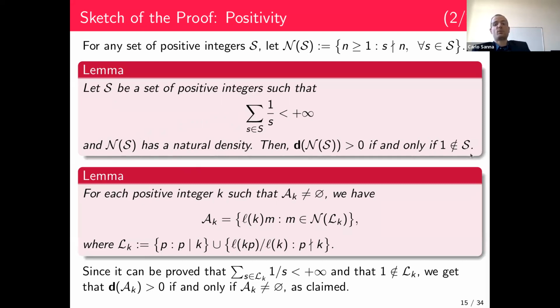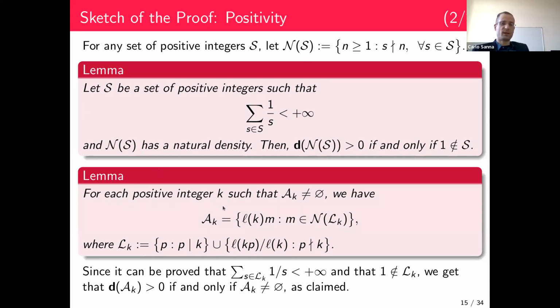Of course, if one belongs to S, then N_S is empty, so the natural density is 0. The other direction is more tricky. And why is this lemma useful for us? Because we have this other lemma, which says this thing.